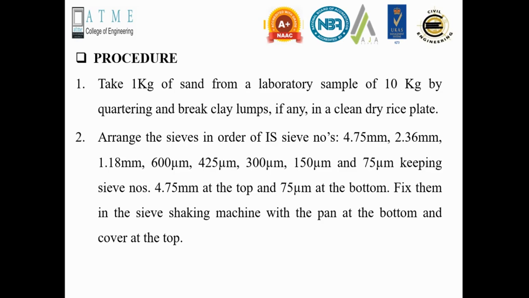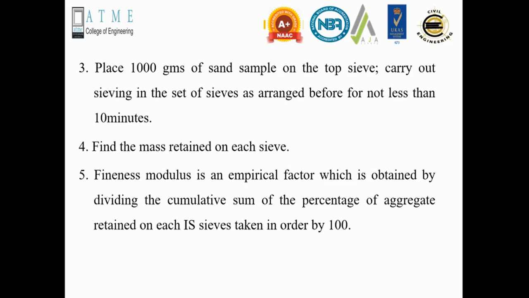Fix them in the sieve shaking machine with the pan at the bottom and cover at the top. Place 1000 grams of M sand sample on the top sieve. Carry out sieving in the set of sieves as arranged before for not less than 10 minutes. Find the mass retained on each sieve.